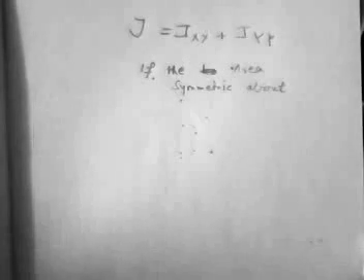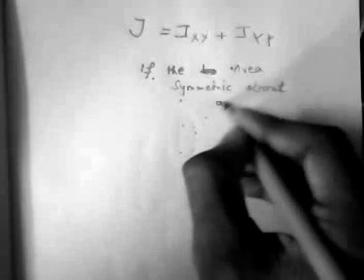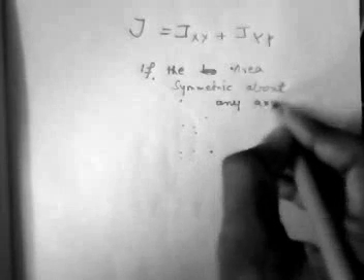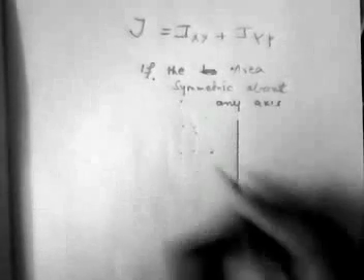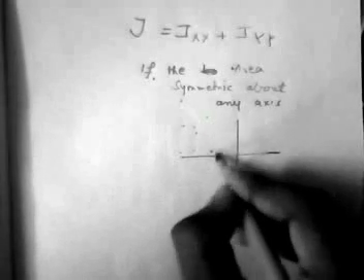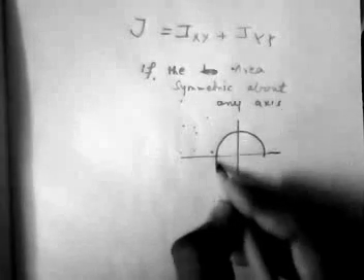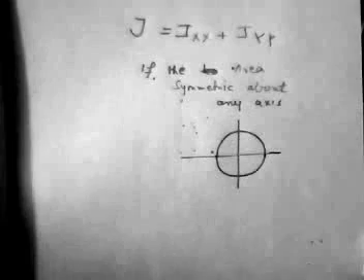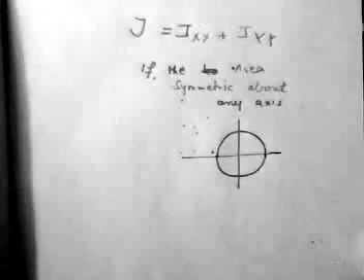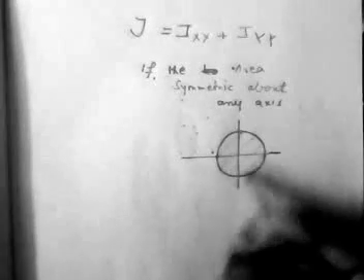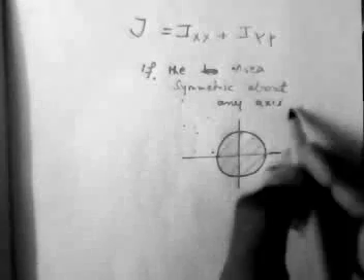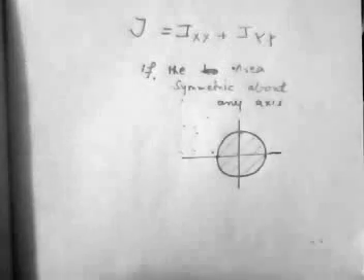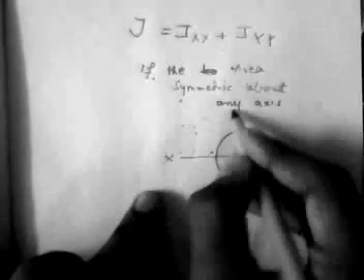If the body is symmetrical, or here we are considering the area, if the area is symmetric about any axis, suppose the body is a circle.